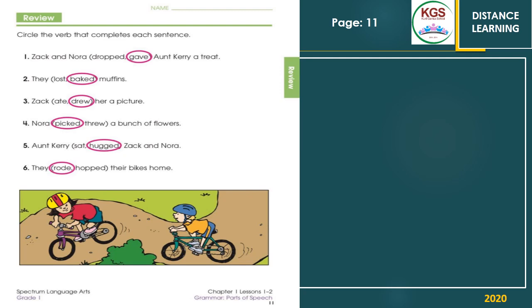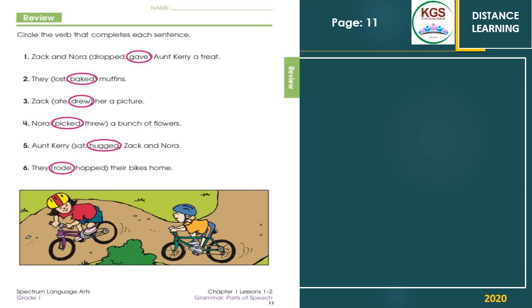Number 4. Nora picked or threw a bunch of flowers. Do we throw flowers or do we pick them? Of course we pick them, not throw them. So Nora picked a bunch of flowers. Picked is the verb of our sentence. Circle the word picked.